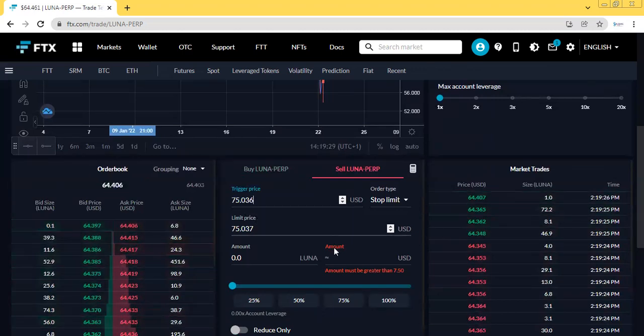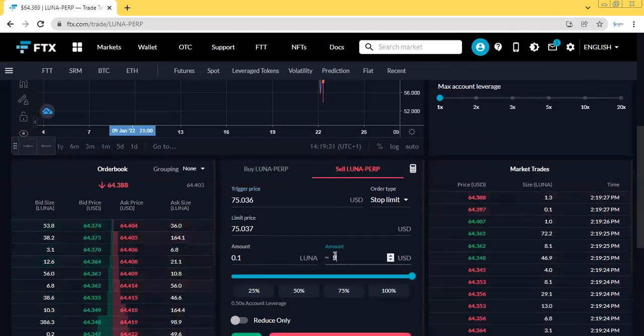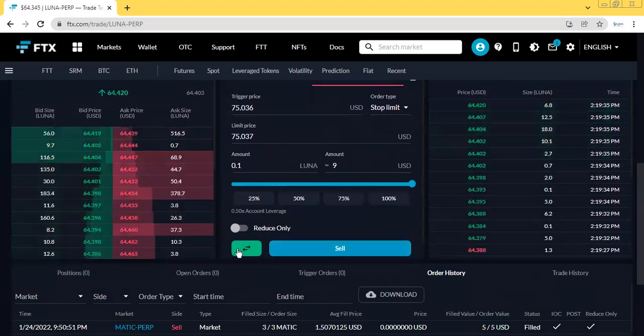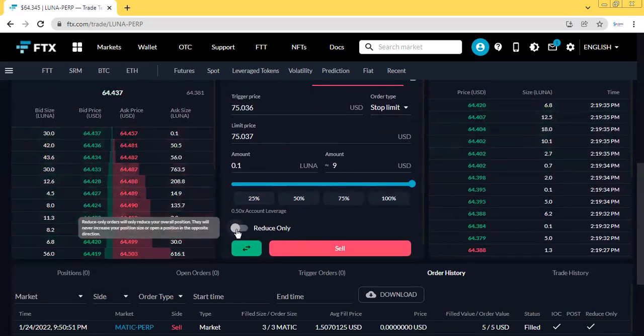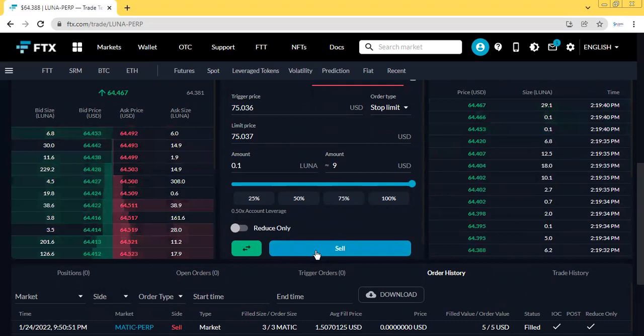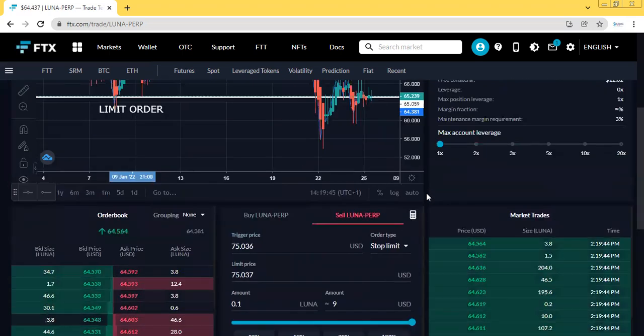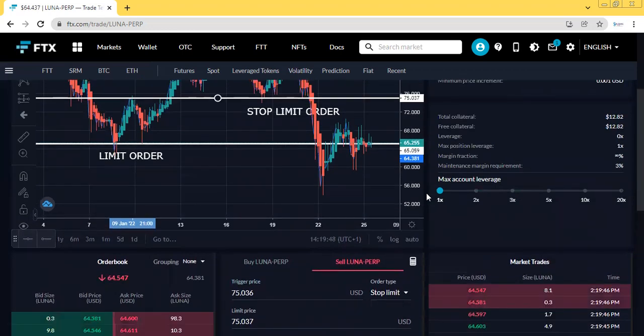After putting it, I will choose the amount I want. I may choose 9. This is the sell limit. After putting it, I will leave this reduce order. I will not press the reduce order. I will sell. Do you get me? This is for the sell stop limit order.